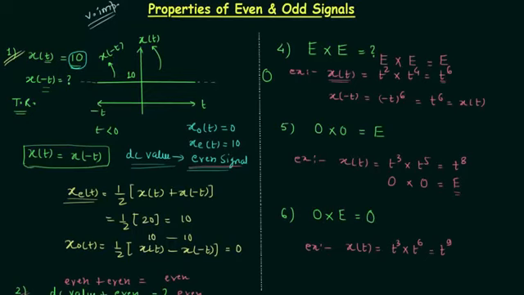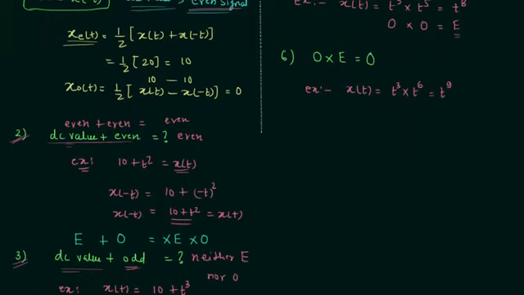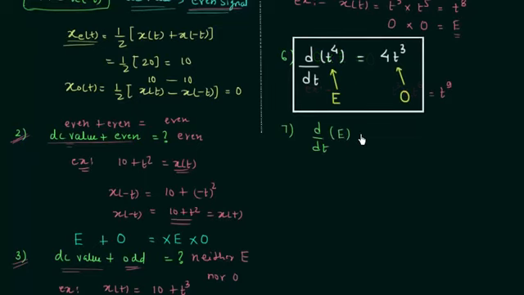In the seventh property, we will differentiate the even signal. Differentiation of an even signal will give us an odd signal, but there is one exception. This property is not valid for DC values. DC values are even signals, and differentiation of a DC value, for example, when we differentiate 10, we will have 0, and 0 is not an odd signal. So this property is not valid for DC values.